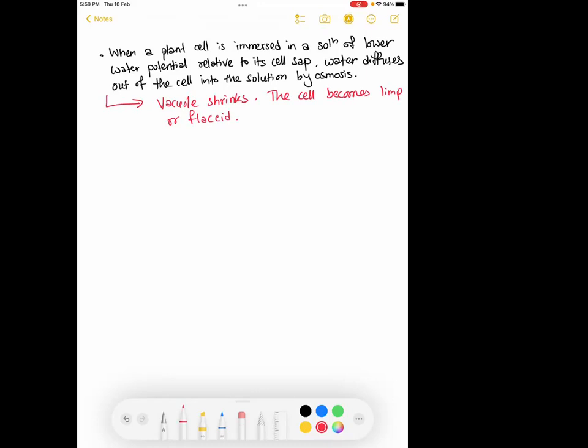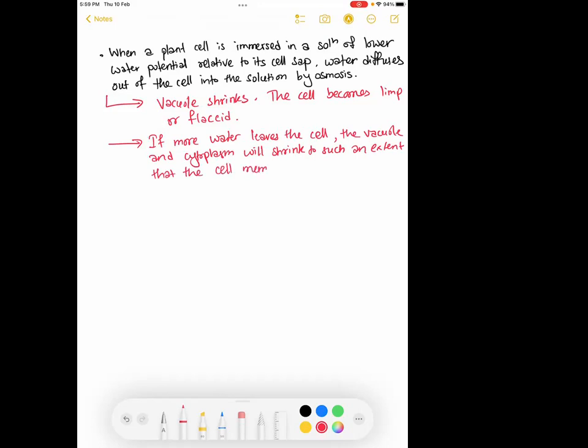But then if more water leaves the cell, the vacuole and the cytoplasm will shrink to such an extent that the cell membrane will pull away from the cell wall.